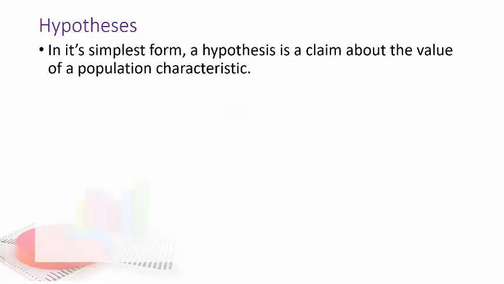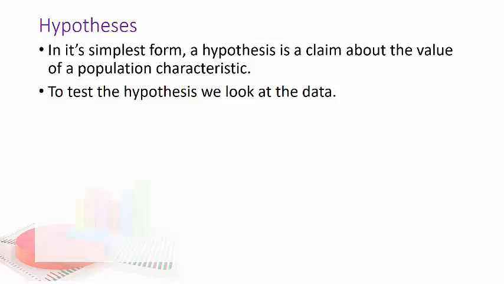So first of all, let's start with what we will be rejecting or failing to reject, and those are the hypotheses. In its simplest form, a hypothesis is a claim about the value of a population characteristic. So we're going to say, and since we're talking about proportions, that the proportion is this much. And to test the hypothesis, we look at data.